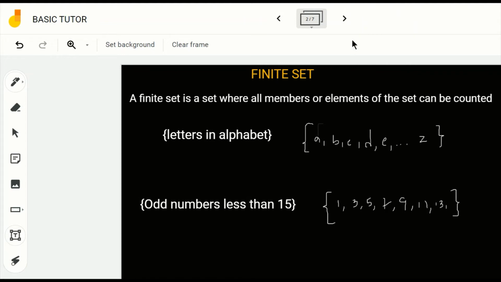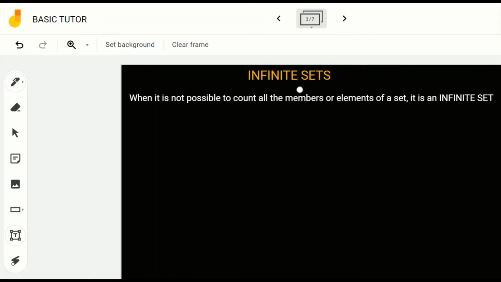Okay, so let's look at infinite sets. Now, what are infinite sets? When we cannot count all the members or elements of a set, that set is called an infinite set. So let me give us some examples of infinite sets.